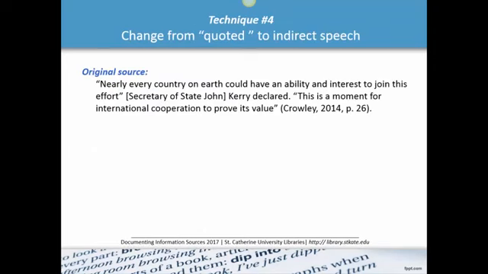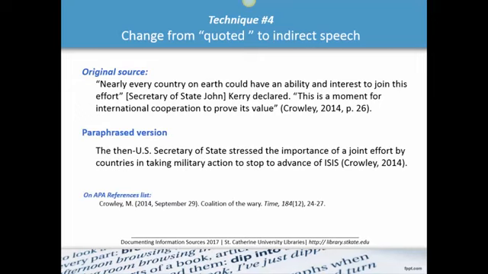Next, when information you want to use is found in a direct quote, consider translating the meaning of the quote into your own words. This is a quote from an interview with John Kerry, which had to do with international cooperation to stop ISIS. I wrote my own take on what he said, stressing the importance of a joint effort by countries in taking military action.